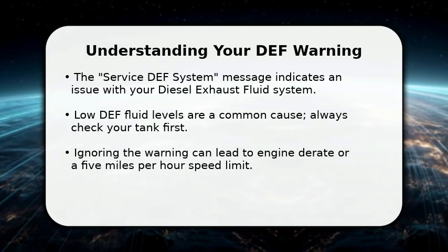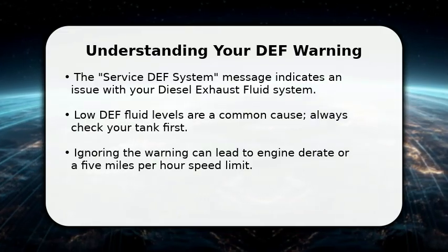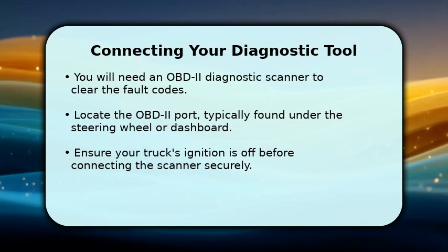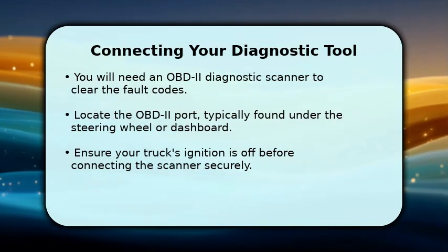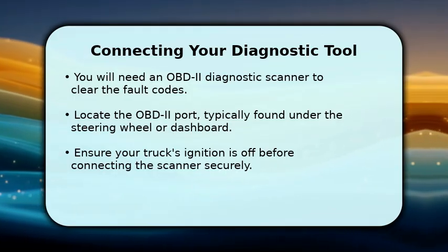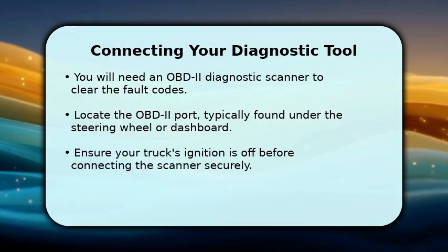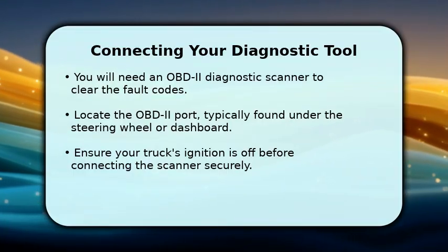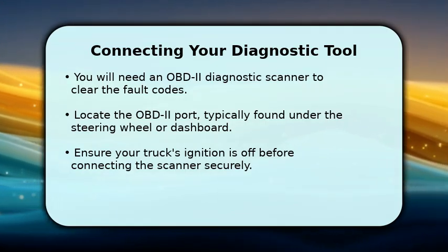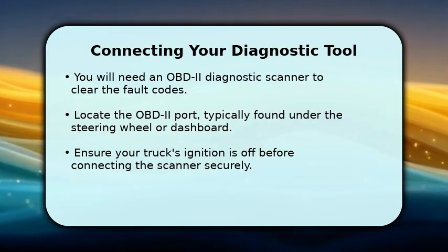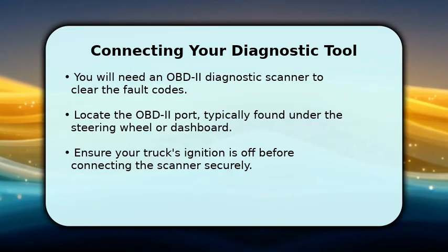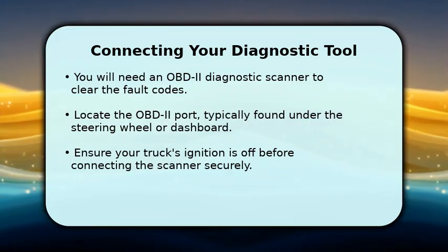Ignoring this warning can lead to a significant reduction in engine power or even a 5 miles per hour speed restriction. To effectively reset the DEF message, you'll need an OBD2 diagnostic scanner. This tool is essential for communicating with your truck's computer. Locate the diagnostic port, usually found beneath the steering wheel or dash. With your truck's ignition turned completely off, securely plug in your OBD2 scanner.